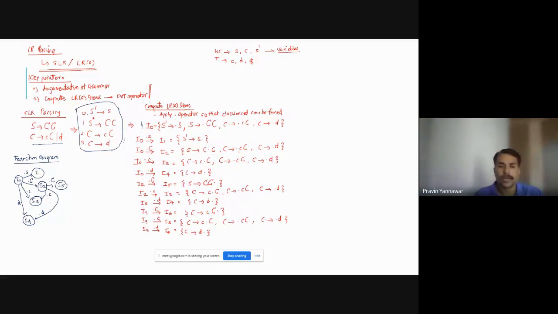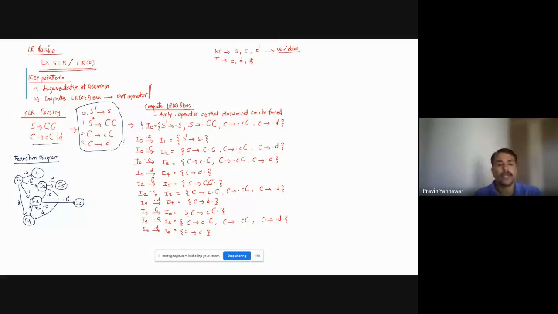Okay, small d will go to I4. Now I3 with capital C will go to I6, so we'll say here with dot capital C will go to I6 here. Now I3 with the small c will go to I3 itself, and I3 with the small d will go to I4. So this is with dot d.